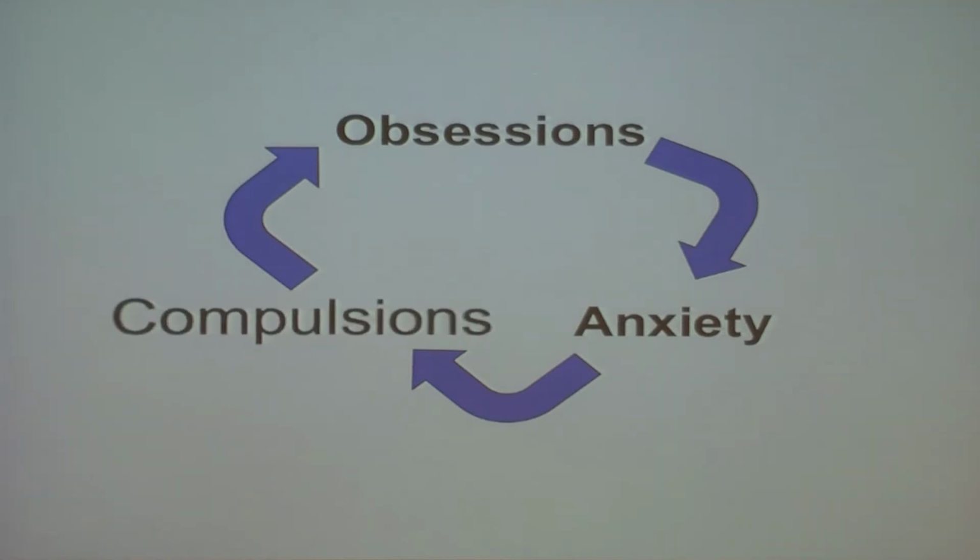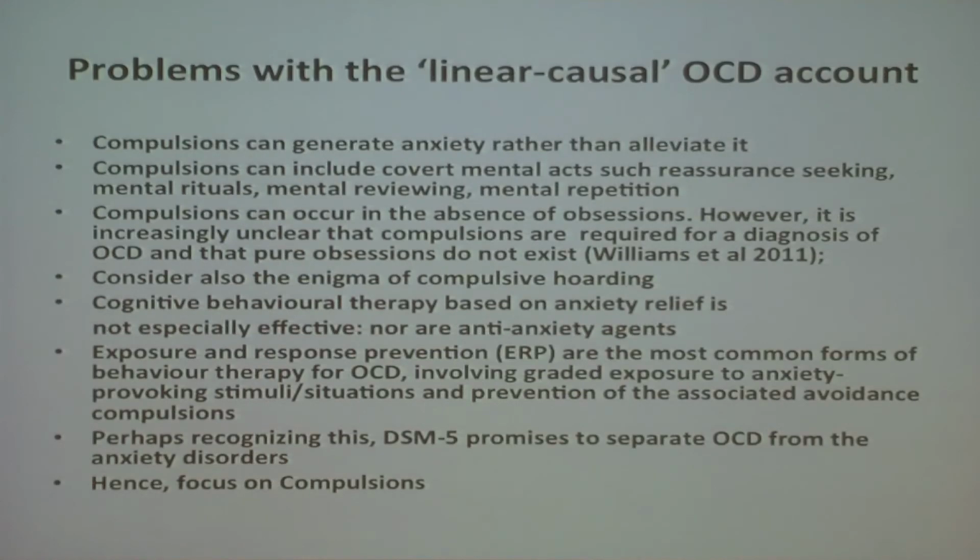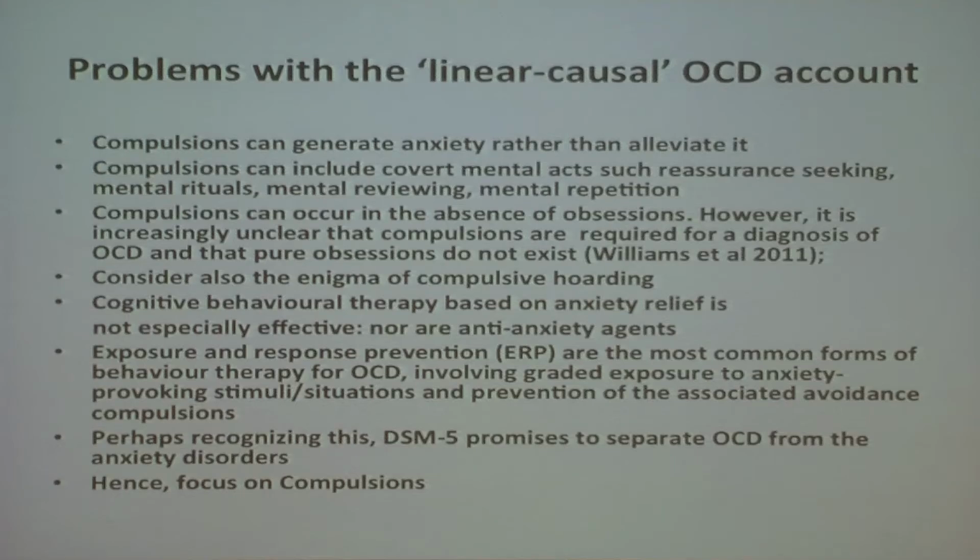We argue that compulsions are very important to study in OCD. This has been our focus rather than obsessions. They're easier to measure, and we think they derive in part from increased habits which are out of control. So this kind of linear causal account of OCD, that you're anxious, you have obsessions, and you relieve the obsessions by producing these behaviours which are compulsive, probably has some truth to it, but we find some problems with this account. So these problems include the fact that compulsions can generate anxiety as well as relieve it.